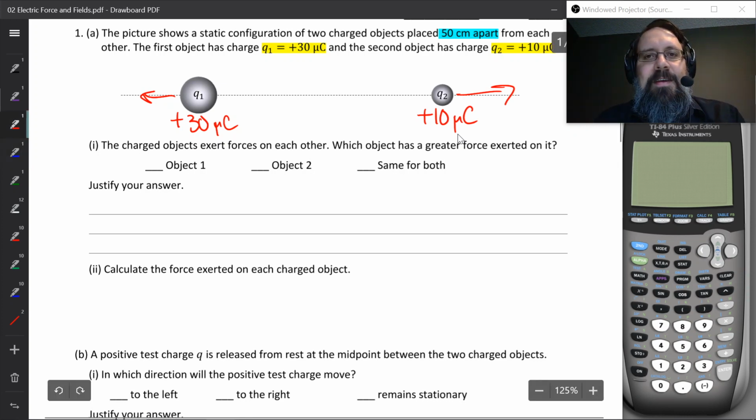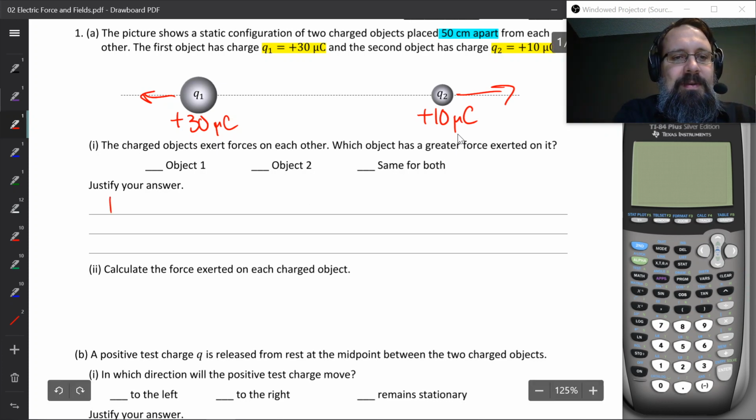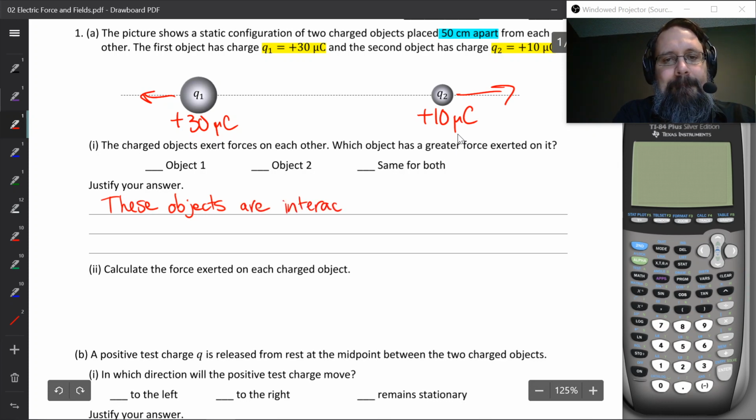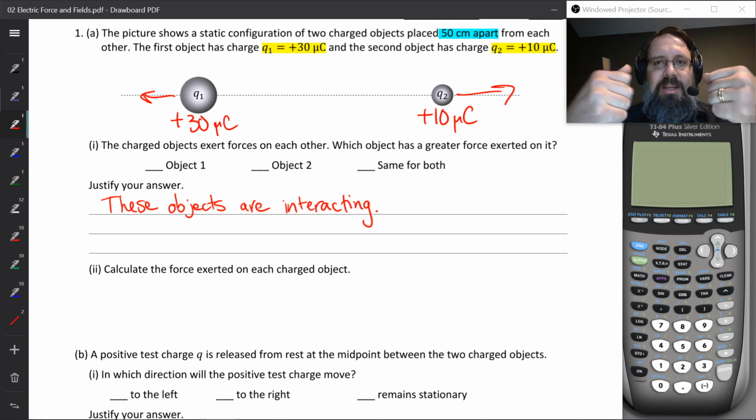Okay, so we have to think of this exactly like we would think about any interaction between two bodies. So what we have here is interaction. These objects are interacting. And so what do you know about the force that's exerted between two objects that are interacting with each other? Force is just a result of an interaction between two objects. What do we know about the force that the objects during an interaction exert on each other?